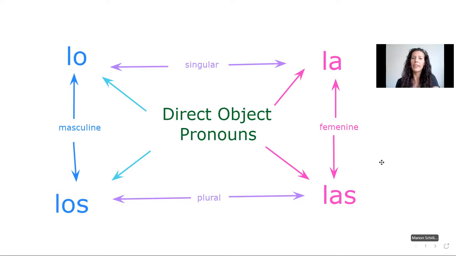First of all, we have direct object pronouns. Pretty straightforward here. There's only 4 of them. It will depend on whether the thing, the what that the verb is talking about, is masculine, feminine, singular, or plural. We will get lo, la, los, or las.